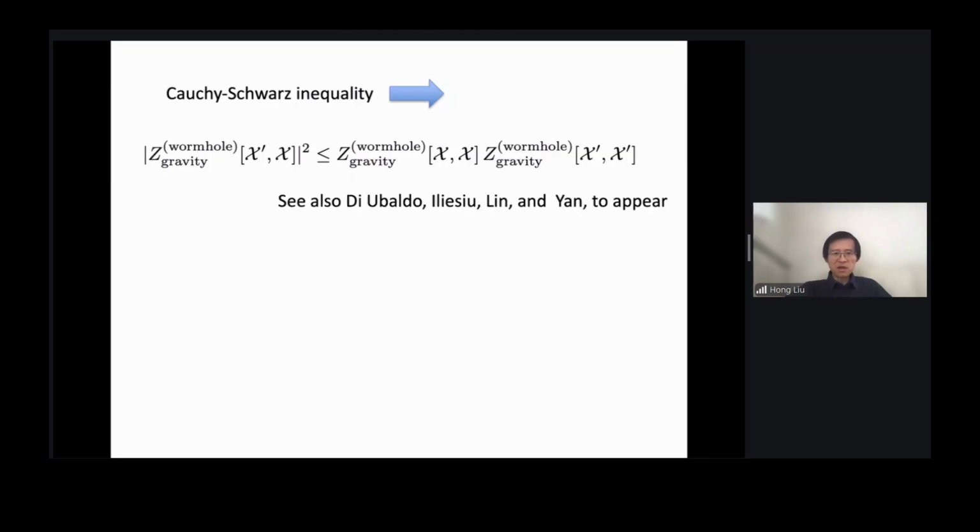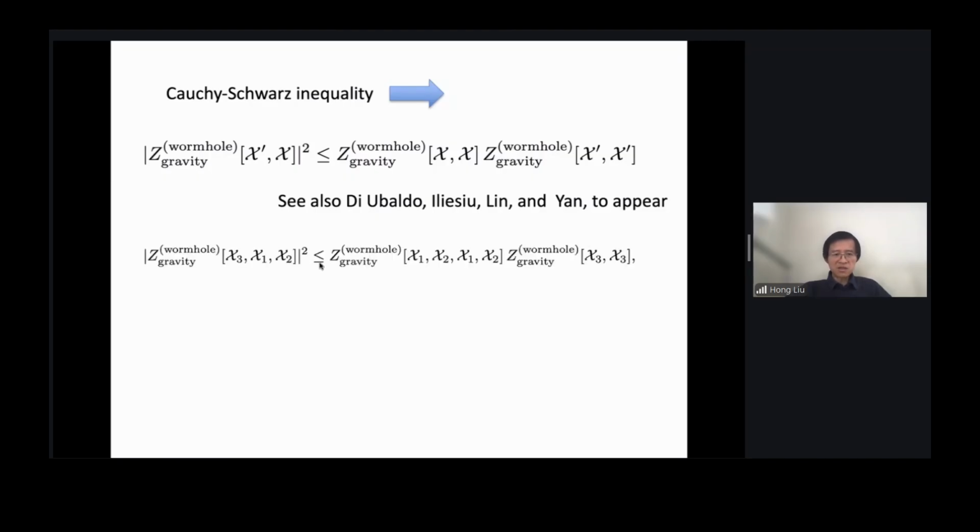I should mention that similar inequalities have also been considered by this group, whose motivation was purely from the gravitational path integral point of view, just some desirable properties which they want the gravitational path integral to satisfy. And then they actually checked this in many examples. At least from what Luca was telling me in December, they all worked.